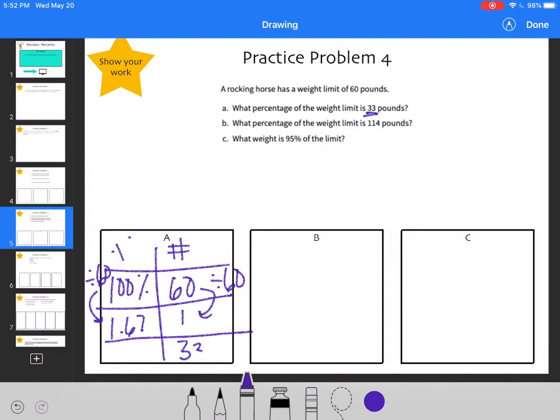So 33 pounds, I'm going to go times 33. And I get 55%.